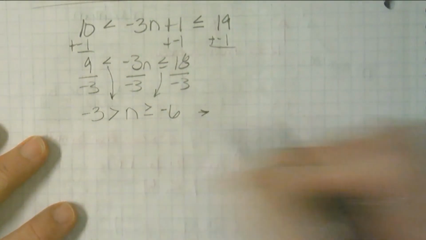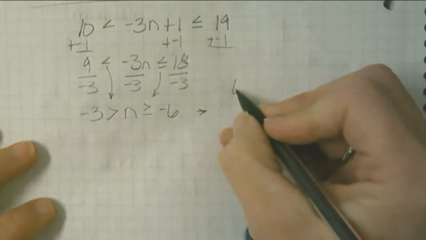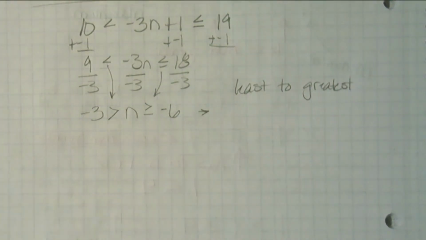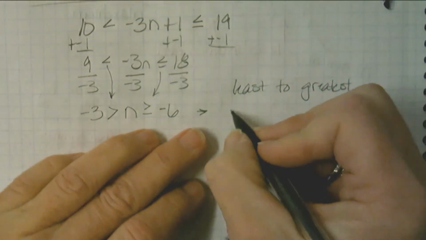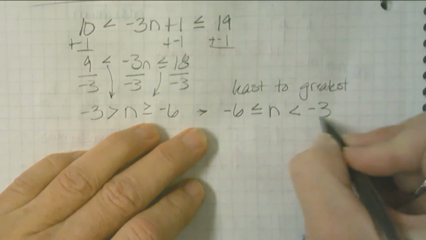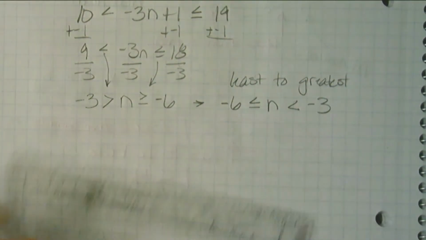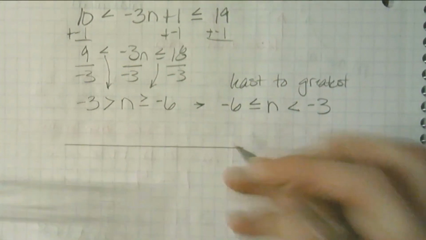Negative 6. All right, so what I want you guys to do is put this in the proper order. We want it least to greatest. So you're just going to switch the order, making sure that you keep the smaller part of the inequality pointing the smaller way. So if I write this right, it's negative 6 is less than or equal to n, which is less than negative 3. So I just flipped it around with the same sides of the inequality facing the same way, the numbers the right way. Somebody tell me now how to graph this.